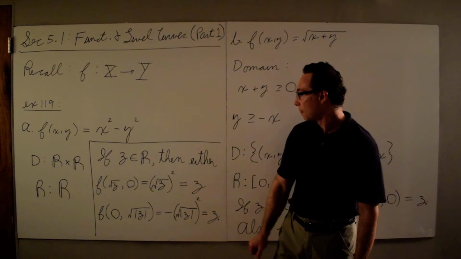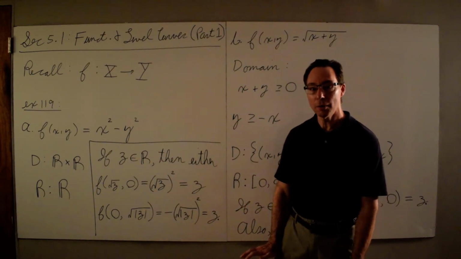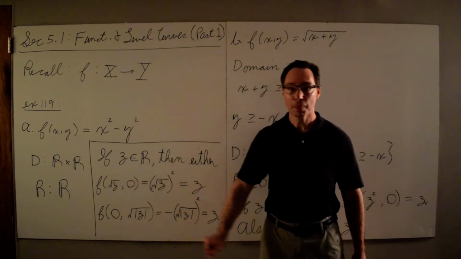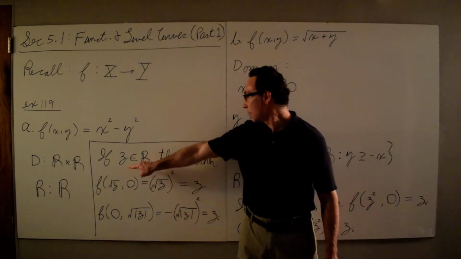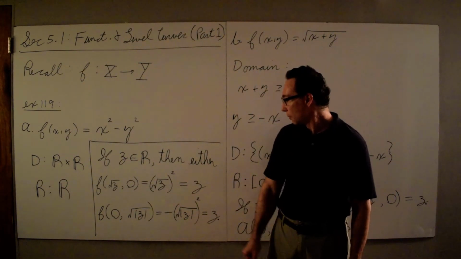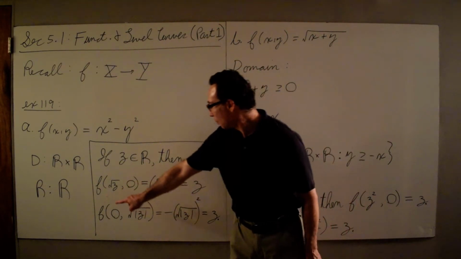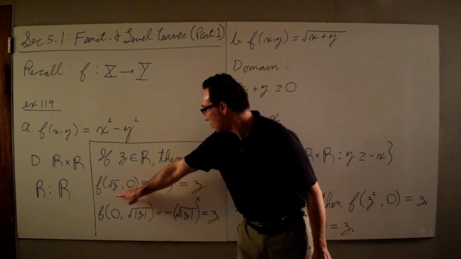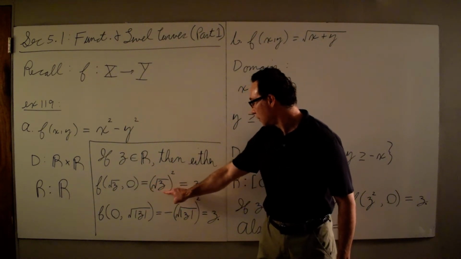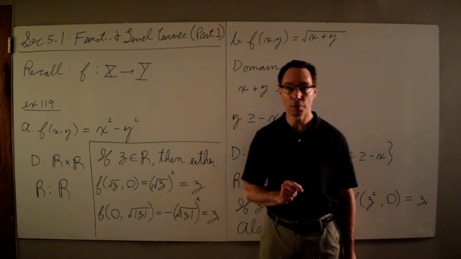Let's see why. So let's take a z in R, and we want to find some pair xy whose function value is z. The easier case is if z is greater than or equal to 0. If z is greater than or equal to 0, let's just consider its square root. And then we apply the function to the pair square root of z, 0. That gives us square root of z squared, which is z, because z is a positive number.